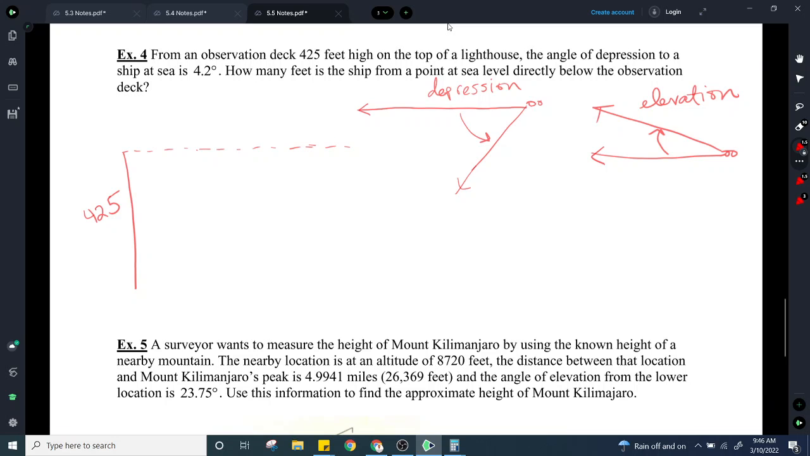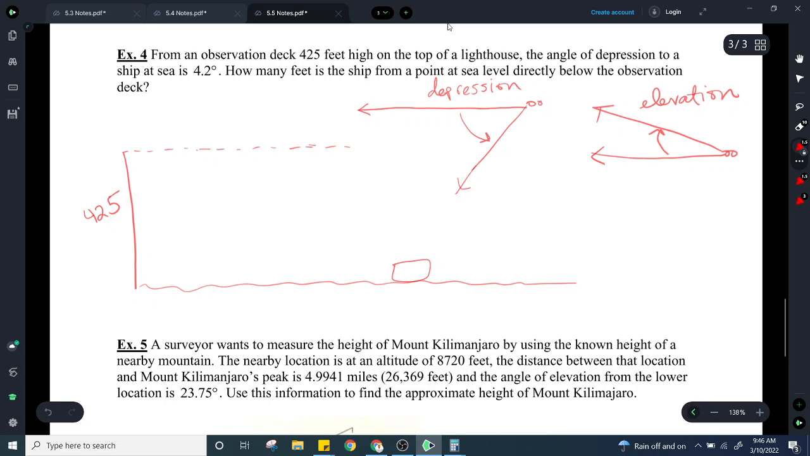But the angle of depression to a ship at sea. So here's our water, here's our sea down here. The ship is maybe out here. The angle of depression would be like this, so you're looking downwards at this ship in the water. That angle of depression is 4.2 degrees.